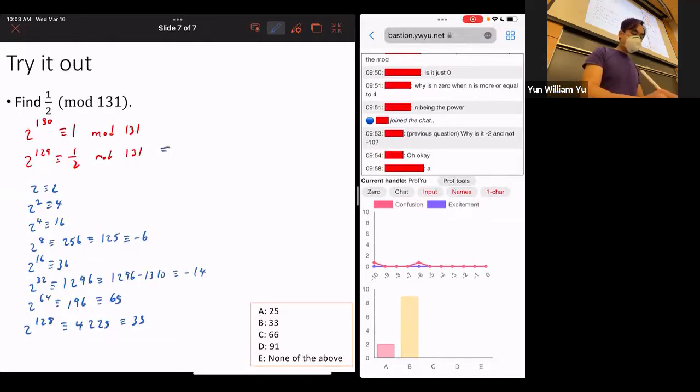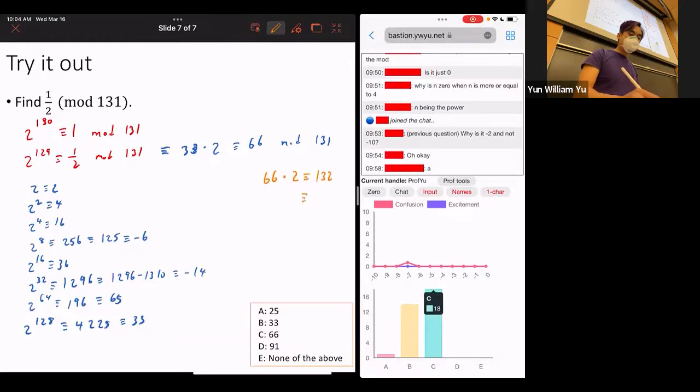Yeah, good. So this is congruent to 33 times, oh wait, 33 times 2. So the answer here is actually 66 mod 131. And for all of you who put down 33, you should be double checking your answer. So what's 33 times 2? Is 33 times 2 equal to 1? So importantly, you should be double checking your answer. 66 times 2 is congruent to 132, which is congruent to 1 mod 131. So you should be checking your answer.